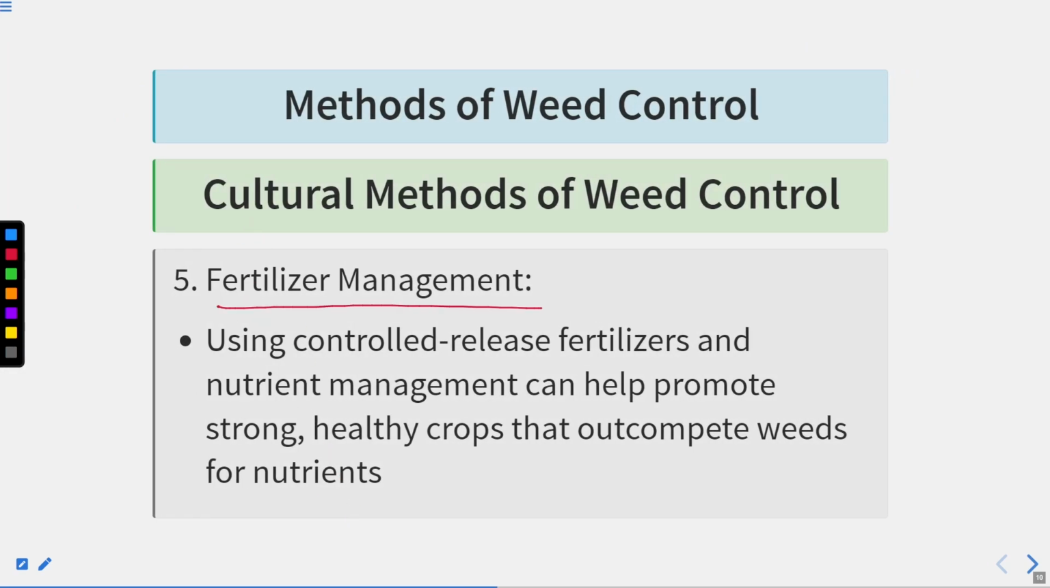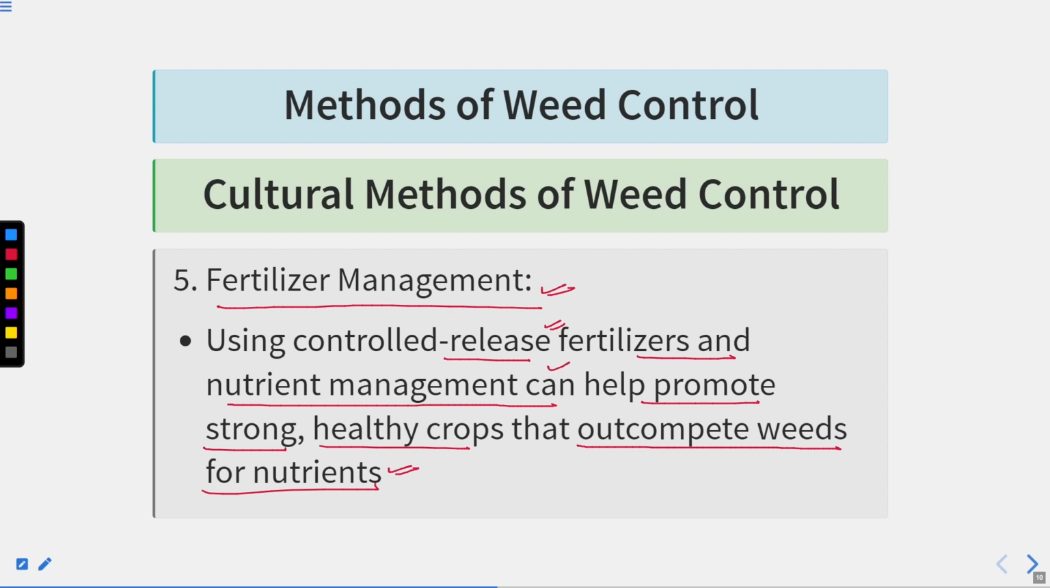Fifth, fertilizer management. Using controlled release fertilizers and nutrient management can help promote strong, healthy crops that outcompete weeds for nutrients, right? So we can use controlled release fertilizer. We are not using fertilizer in such a way that it can also enhance the growth of the weeds, right? So the use of fertilizer should be in a very controlled manner, right? And nutrient management can help promote strong, healthy crops, which will discourage the weeds.